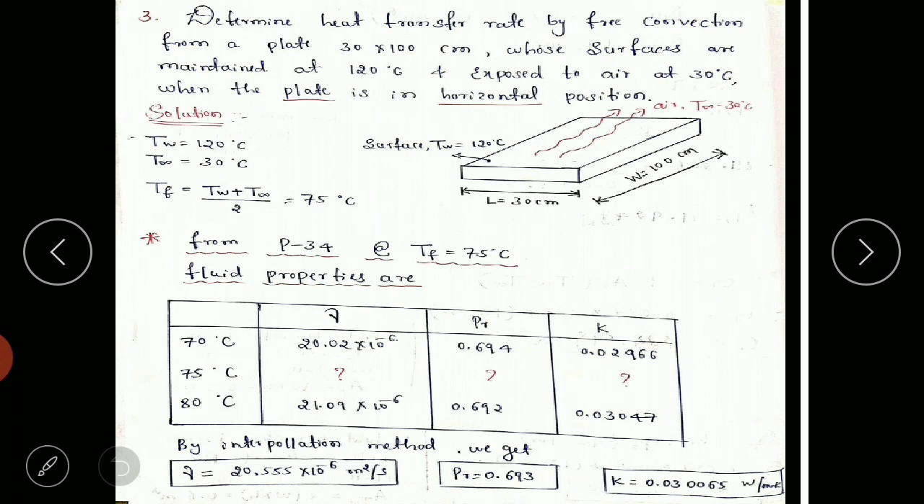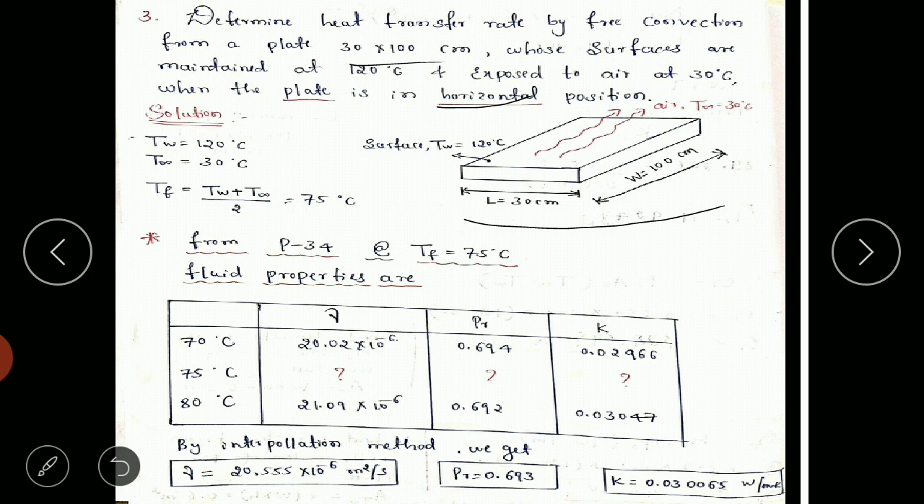Okay, so let's start. Determine the heat transfer rate by free convection from a plate of 30 by 100 centimeter whose surfaces are maintained at 120 degrees Celsius and exposed to air at 30 degrees Celsius when the plate is in horizontal position. In the previous class we took a problem on a vertical plate. Now you can see the plate is in horizontal position.